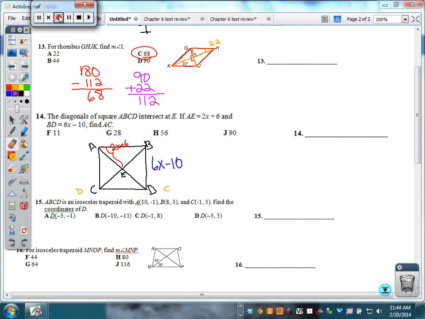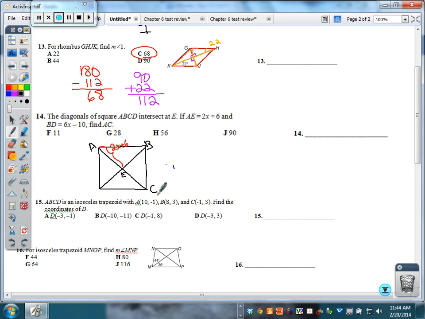Okay, let me make a correction here real quickly. When I drew my square, I drew it the wrong way. I can't go A, B, D, C. All right, we need to go ahead and go in order here. So when we do this, we really need to say A, B, C, D.